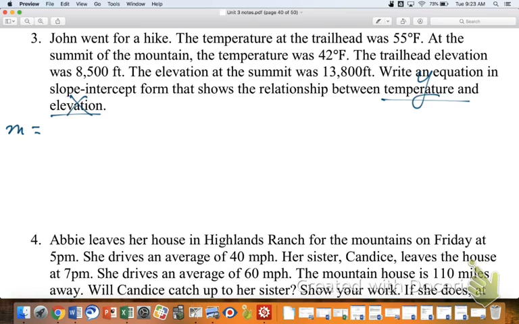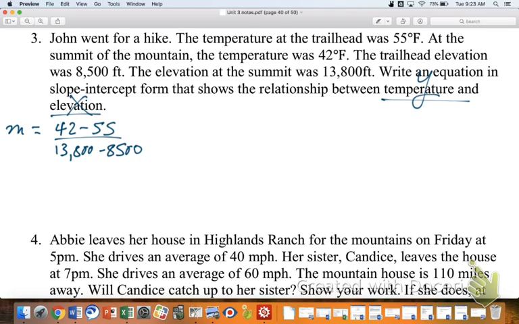Joe, go ahead. 42 minus 55 over 13,800 minus 8,500. Okay. So he's got basically the change in temperature divided by the change in elevation. Does it make sense to you guys as well? Obviously, it makes sense to Joe. What do the rest of you think? Anybody have it flipped around vertically, like you have the elevations in the numerator with the temperatures in the denominator? So here, if you did that, you just want to keep in mind what depends on what. Since temperature depends on elevation, temperature would go in the top, elevation would go in the bottom.